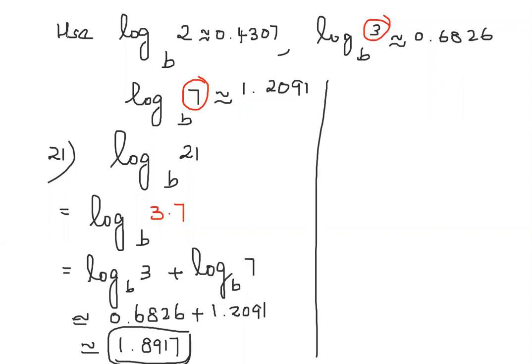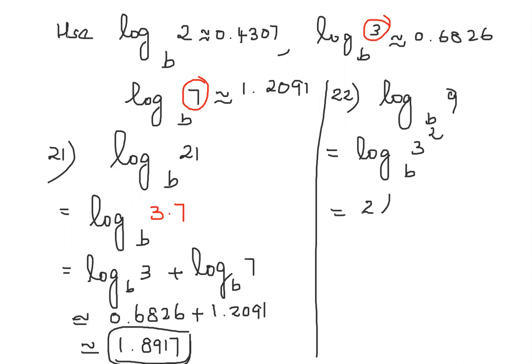And the number 22, we have to find log 9 to the base b. I can write this one as log 3 squared to the base b. Then you move the 2 to the front. And you can write log 3 to the base b is 0.6826. So the answer is going to be 1.3652.